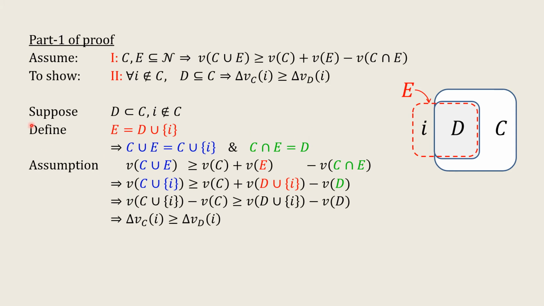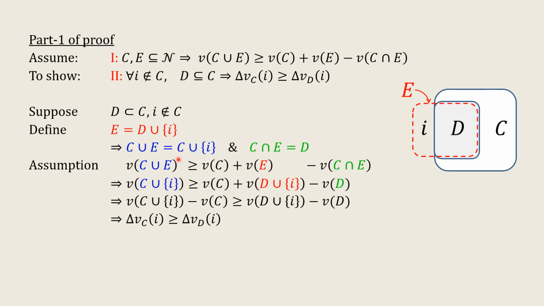Now, suppose I have D is a subset of C, and I have an agent I which does not belong to C. So this is my C. This shaded region is C, and a subset of C is D, and this is I, an agent which does not belong to C. And I define my E as D union I. Excuse me, E. E is D union I.